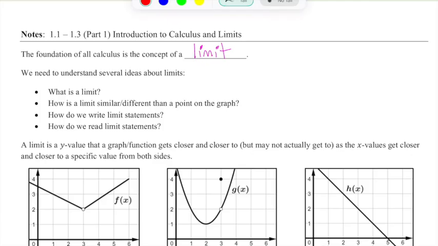A limit, in particular, is the y value. So whenever we're talking about limits, you're always looking at the y value of a function as it gets closer and closer to an x value of our choice. And when we are looking at this x value, we look at it from both sides, coming from the left and from the right.